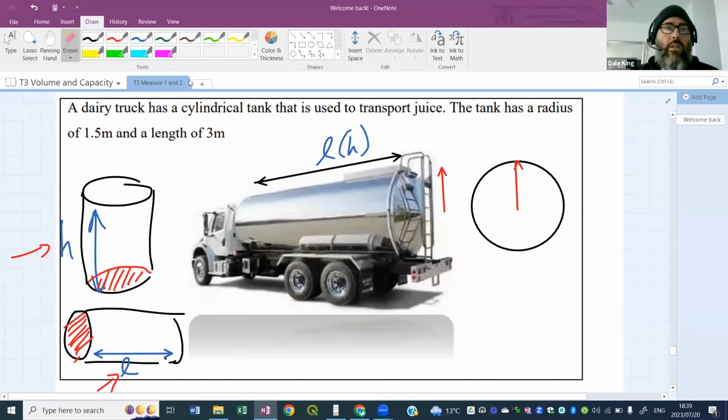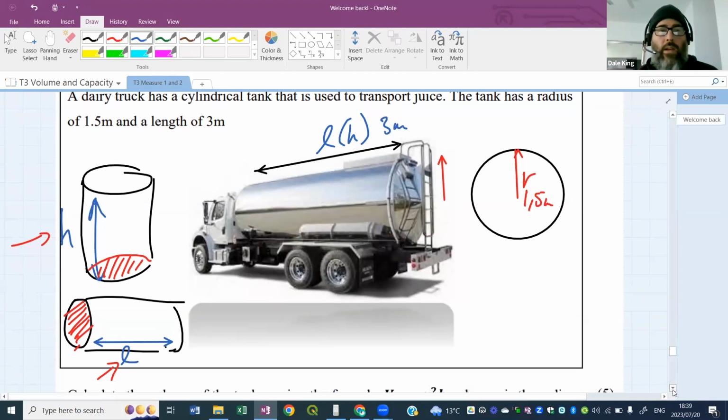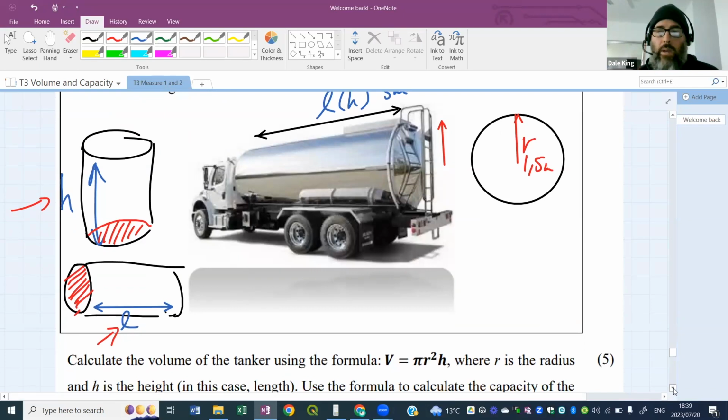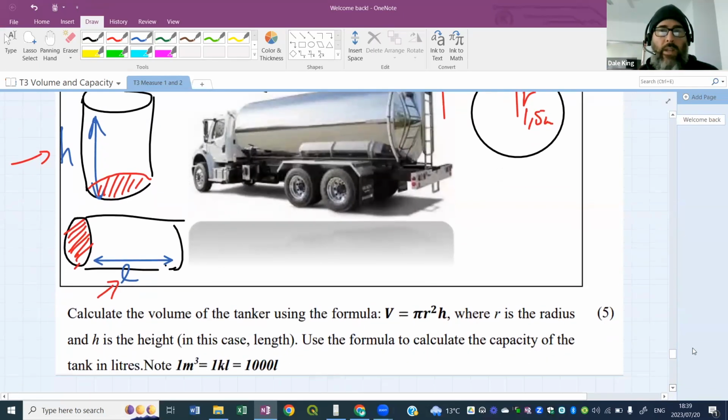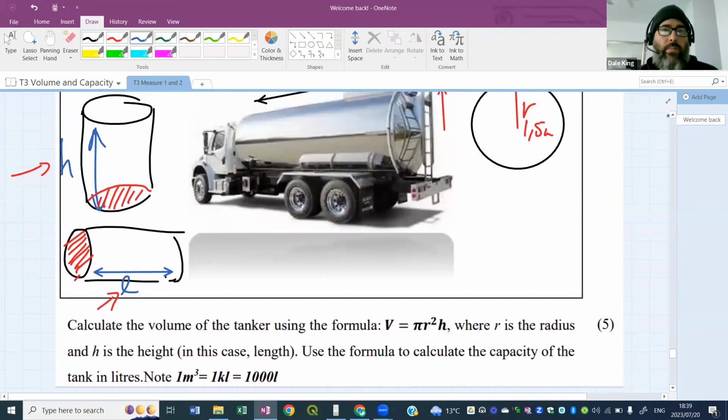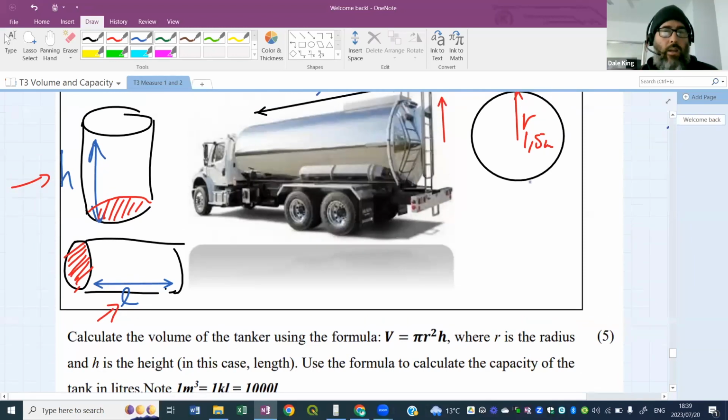All right. So Isabella, I've got a length there, which is actually the height, and the radius here is 1,5. So I'm going to write here 1,5 meters. And the length here is 3 meters. There we go. So those are the two dimensions we need. Okay, they're going to ask volume. There it is in the question. Calculate the volume of the tanker using the formula V is equal to pi R squared and H.